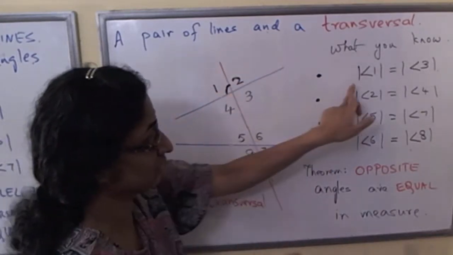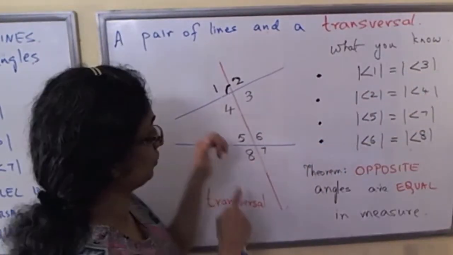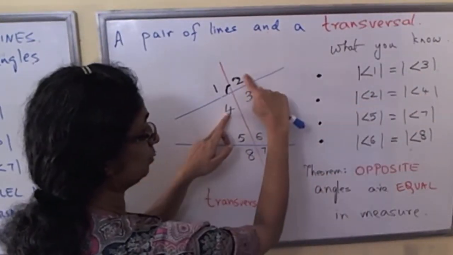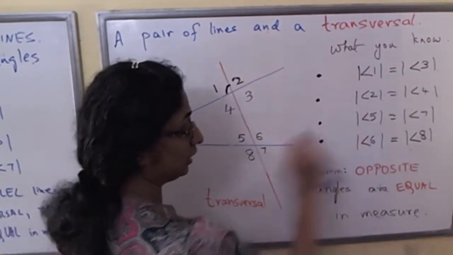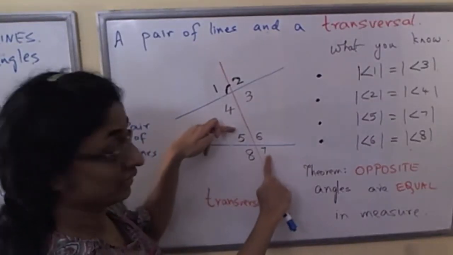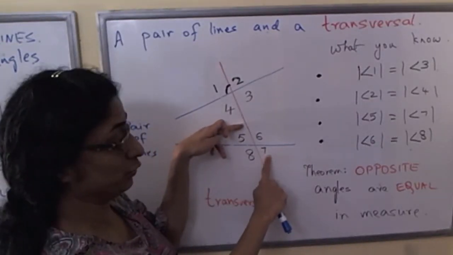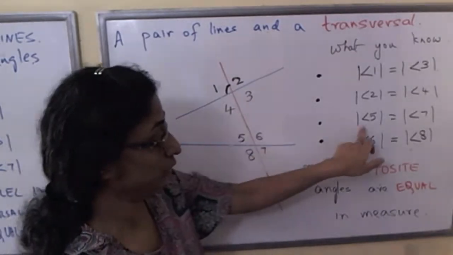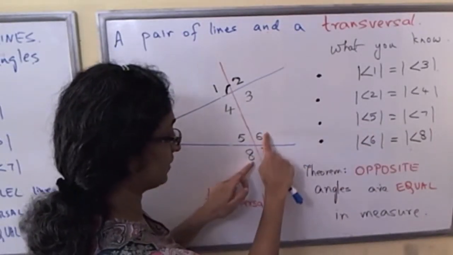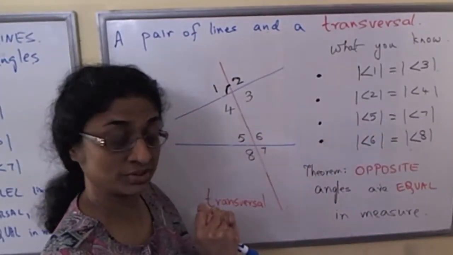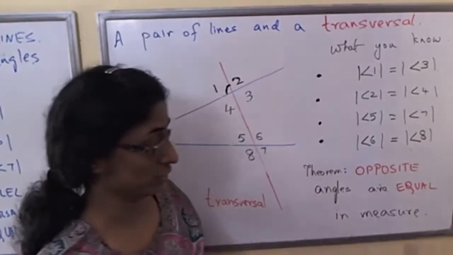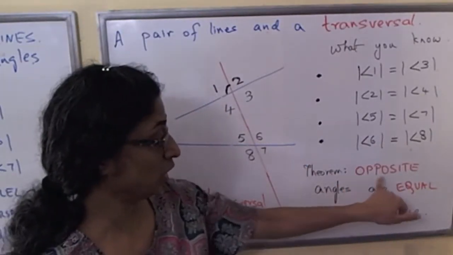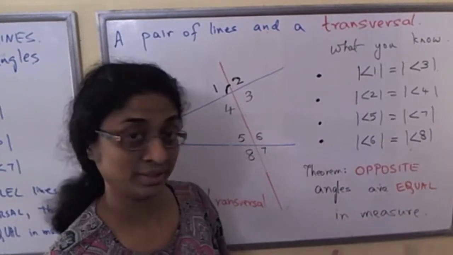Angle 1 and angle 3, they would be equal in measure. Angle 2 and angle 4, they are equal in measure. Angle 5 and angle 7, that's another pair of opposite angles. They would be equal in measure. 6 and 8, another pair of opposite angles, equal in measure. So the theorem is: opposite angles are equal in measure.